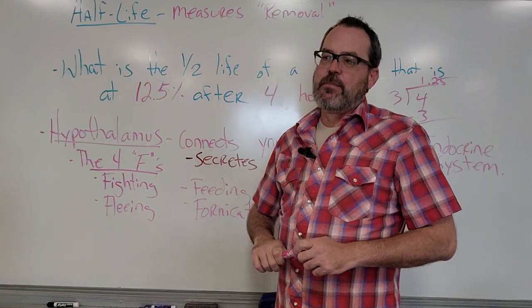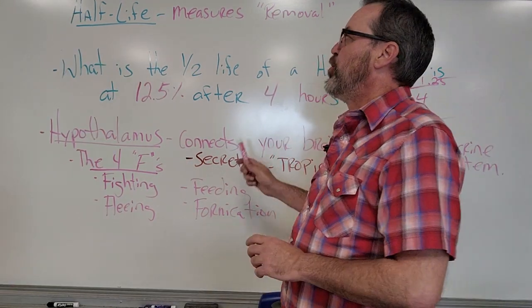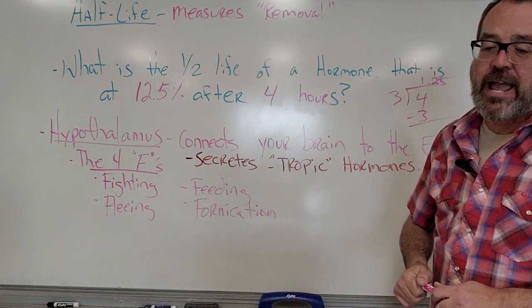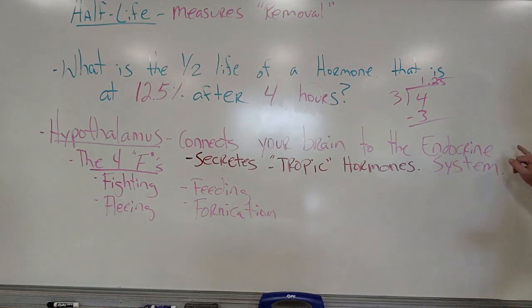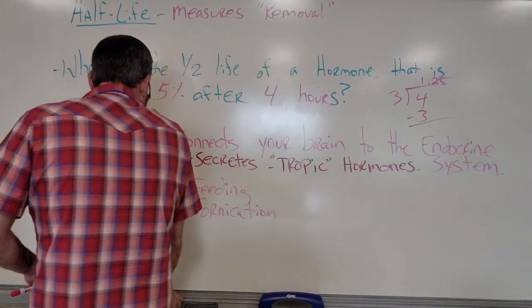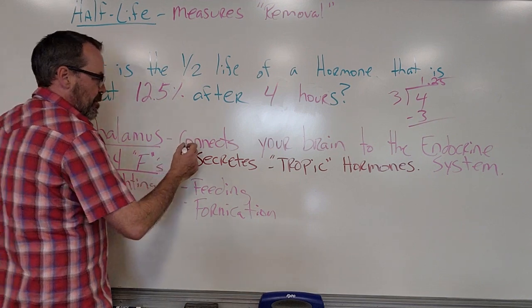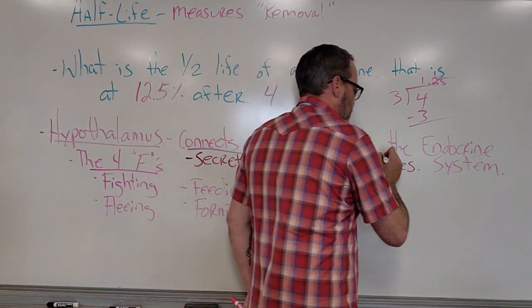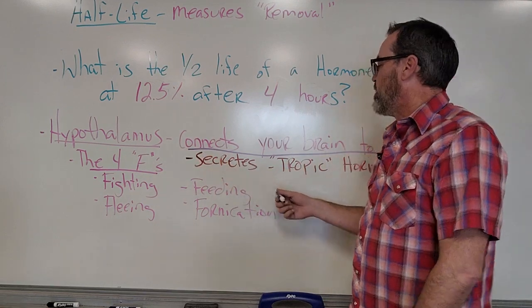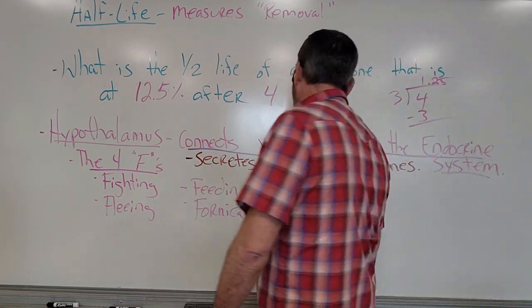All right, the hypothalamus. The last thing on the introduction to our endocrine system is the hypothalamus. It connects your brain to your endocrine system. So that's a big thing that we want to know about the hypothalamus. That's huge. It's the connecting piece between my brain and my endocrine system. We also want to note that my hypothalamus secretes tropic hormones. So you'll see this term a lot.